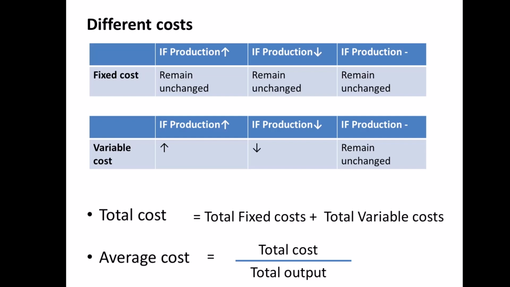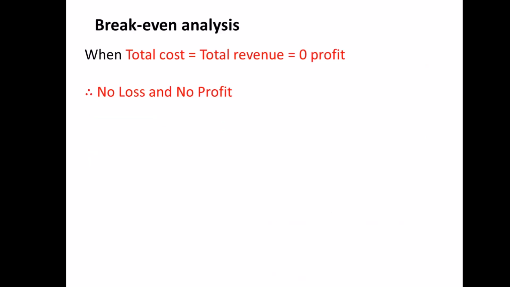The revenue is just the same concept, total revenue. You just add up all the sales together, then you will get your total revenue. And that is where we can find our break-even point. When you look at break-even analysis, it is when the total cost and your total revenue are the same. When they are the same, you are going to get zero profit, because your revenue is the same as your total cost.